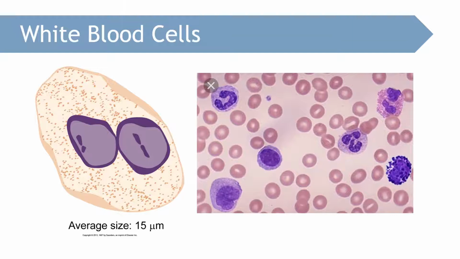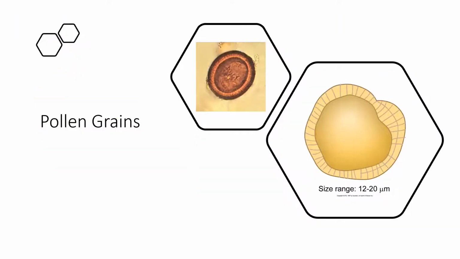These are the PMNs, polymorphonuclear cells. Pollen grains may resemble the eggs of Taenia, but there are no interior structures, as you can see here. They can have radial striations, but one of the best ways to differentiate pollen grains from the eggs of Taenia is the clear, empty interior.